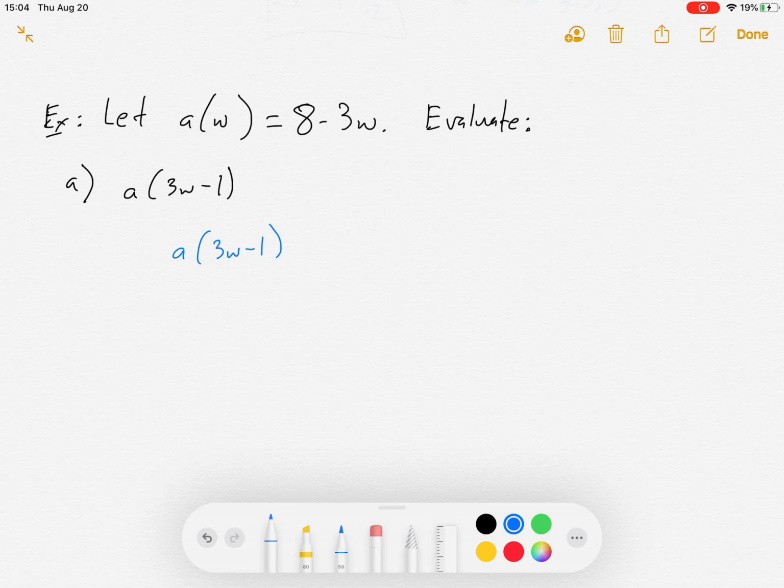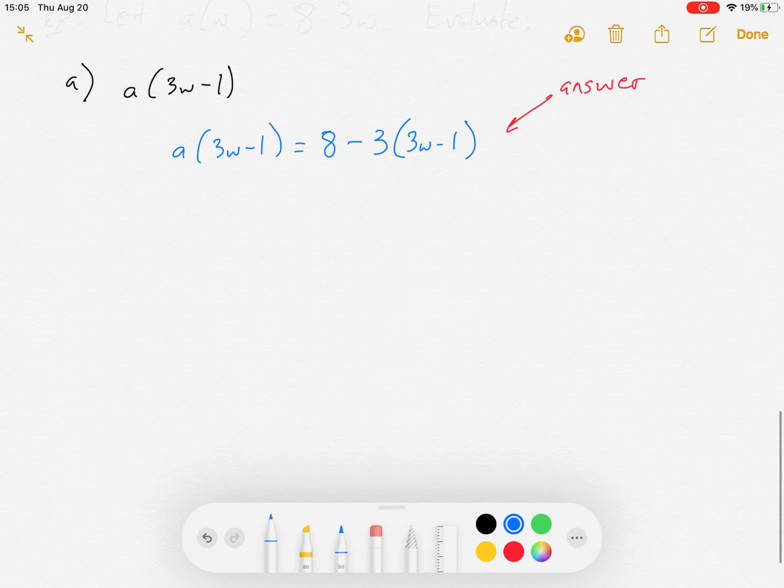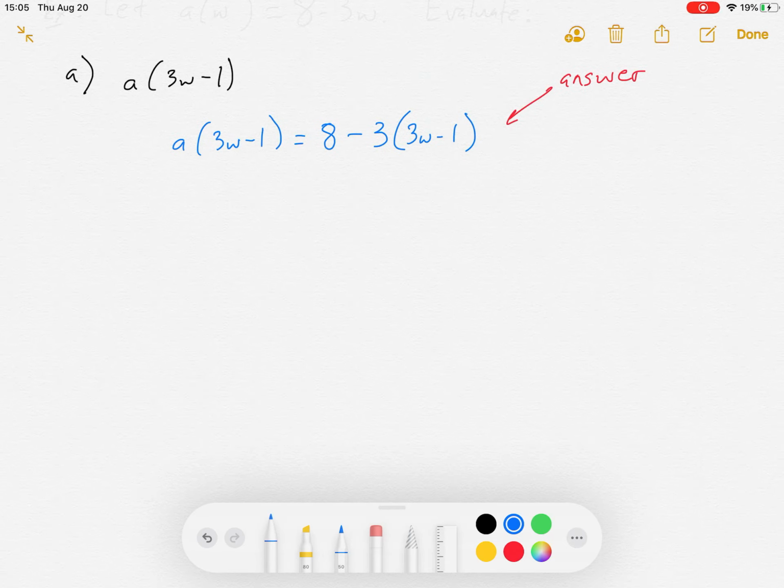So if you were doing this problem for me, you'd start off by saying a of 3w minus 1 is 8 minus 3, and then you're going to replace this with 3w minus 1. Once again, this is the answer. The rest is just going to be kind of simplifying and making it look a little bit better. But I want to point out that this is the answer, and this earns quite a bit of points on any problem if you first do this, because this is the concept I'm really testing.